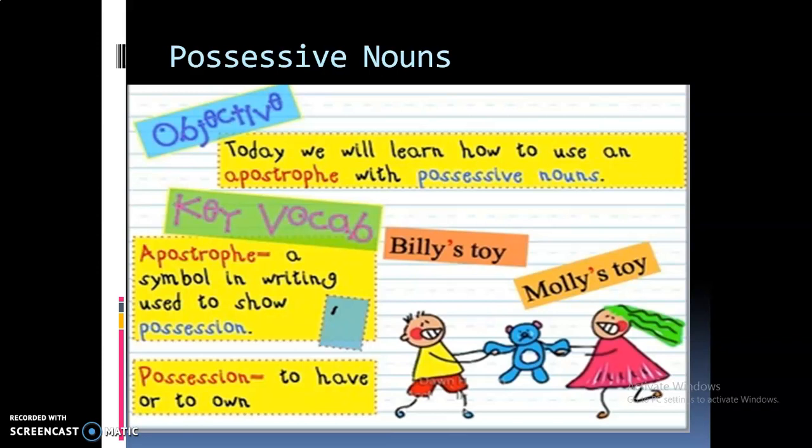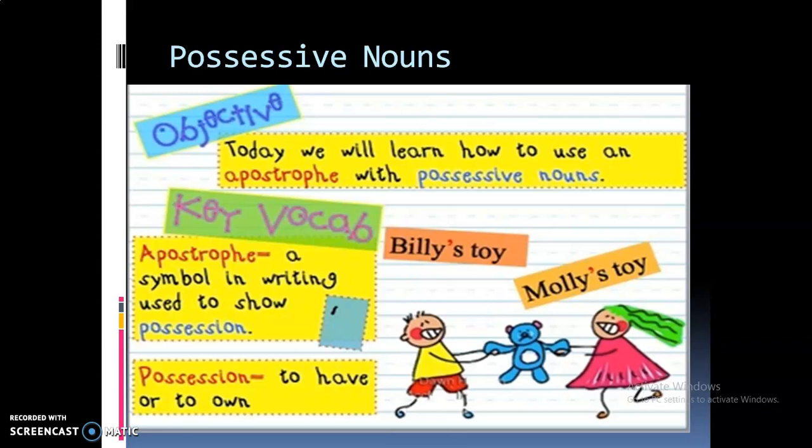In most cases, a possessive noun is formed by adding an apostrophe and S to the noun, or if the noun is plural and already ends in s, only an apostrophe needs to be added. This you have to be clear about. A possessive noun is formed by adding an apostrophe to the noun. Sometimes, if the noun is plural and already ends in s, only an apostrophe needs to be added.